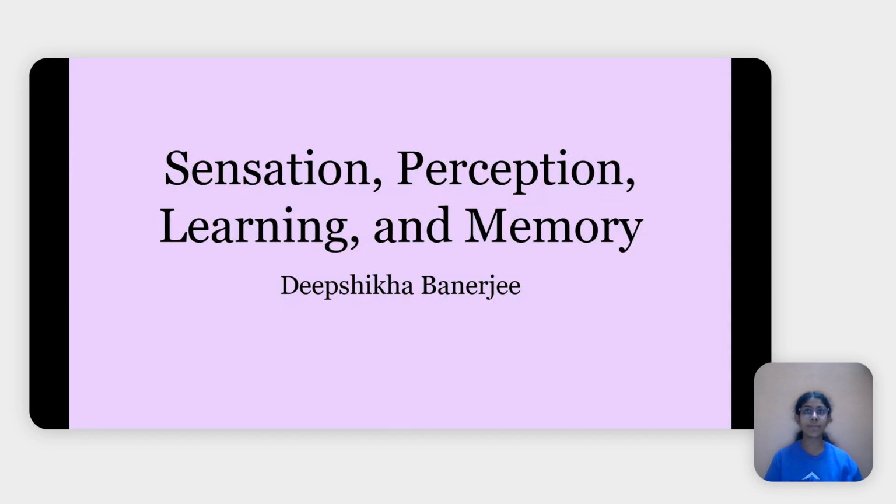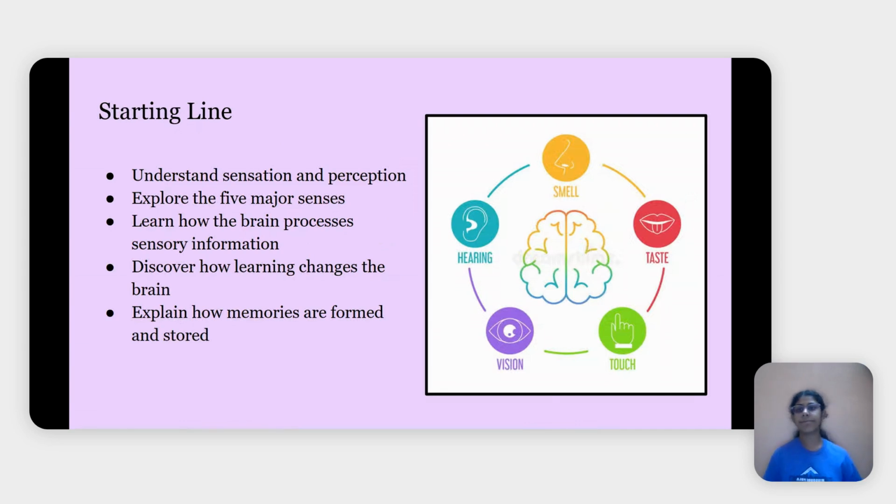I'm based here in St. Louis, Missouri, and welcome to, I believe, our fifth module in the micro course Introduction to Neuroscience: Sensation, Perception, Learning, and Memory. Now, this sounds like a lot, but it's going to blend together to make a bit more sense as to how they're all a cohesive unit. We're going to cover a few different things in this module. First, we'll be understanding sensations and perceptions, exploring the five senses, learning how the brain processes sensory information, discovering how learning changes the brain, and explaining how memories are formed and stored.